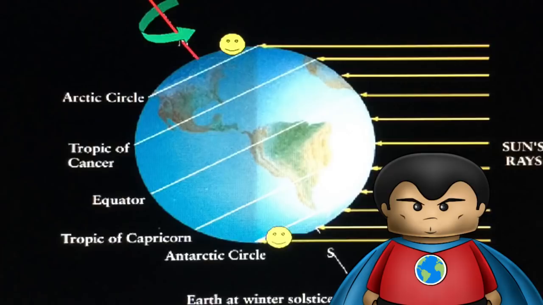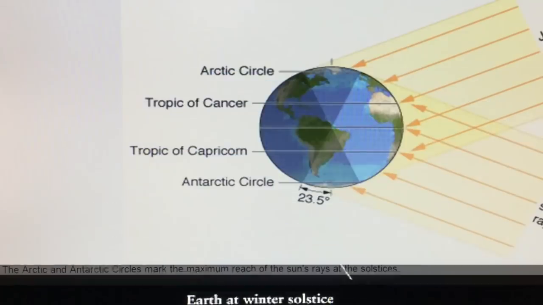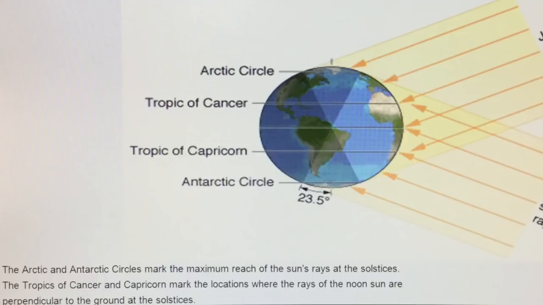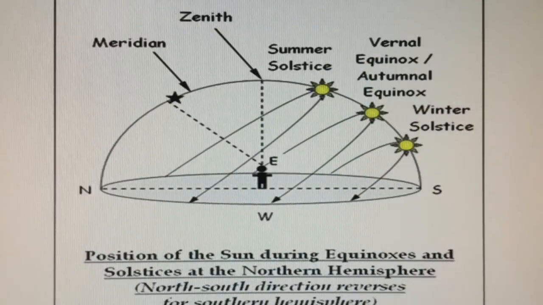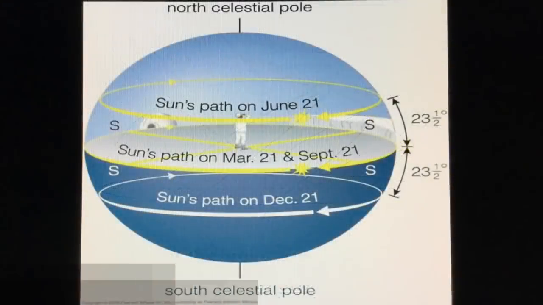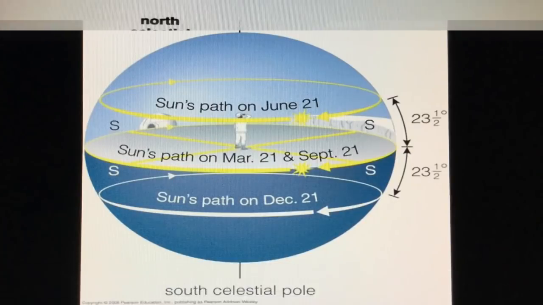Pay attention, because this understanding will come in handy in just a bit. In the heliocentric theory, there are 5 main parallel latitudes. For our purposes here, let's focus upon the central 3 main parallel latitudes, the 2 tropics and the equator. Sun path diagrams in heliocentric textbooks always depict these 3 paths as perfectly parallel to one another, as shown here.